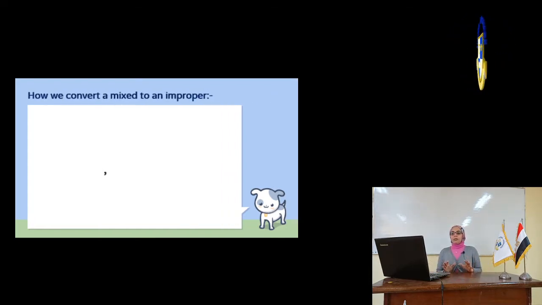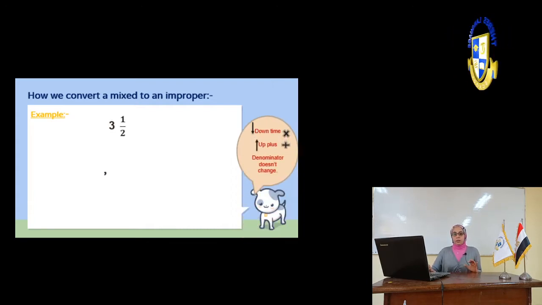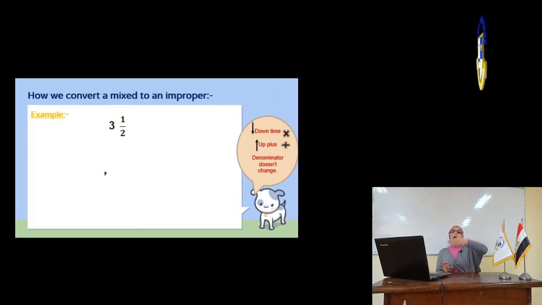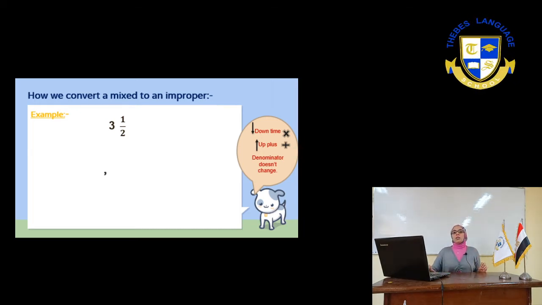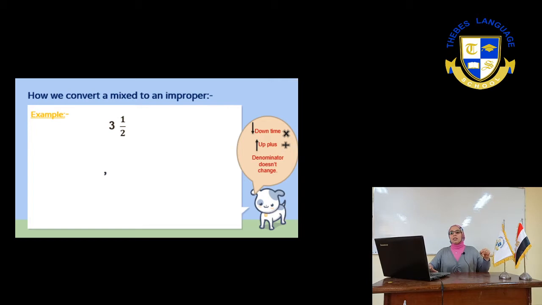We can convert from mixed into improper and from improper into mixed. Okay? So, at first, how do we convert from mixed into improper? To convert from mixed into improper, we have a rule. Take the whole down and multiply it by the denominator. And then take the result up and add the numerator. And the denominator doesn't change. So we say it like that: down times up plus, denominator doesn't change.